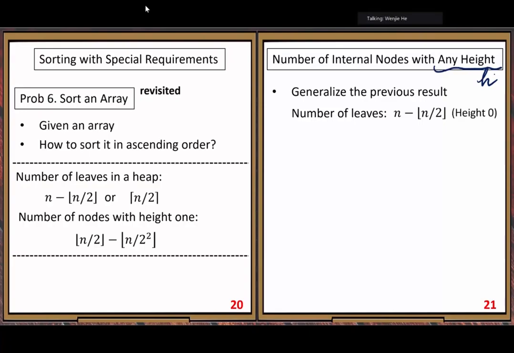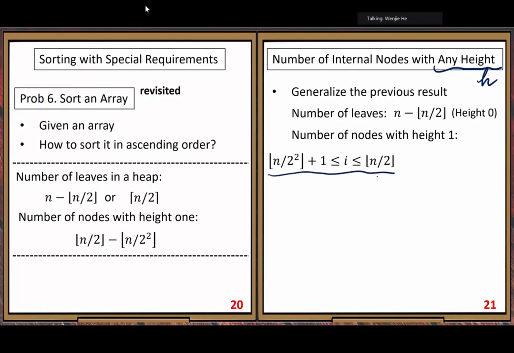Now a height 0 corresponds to height number 0. Number of internal nodes with height 1. The range, this is the range. The counting number, this is the counting number. But remember, height 1. Okay, height 1.